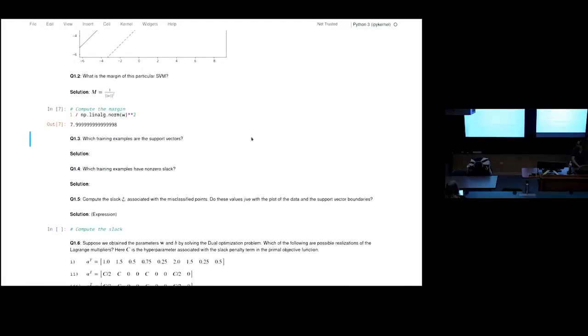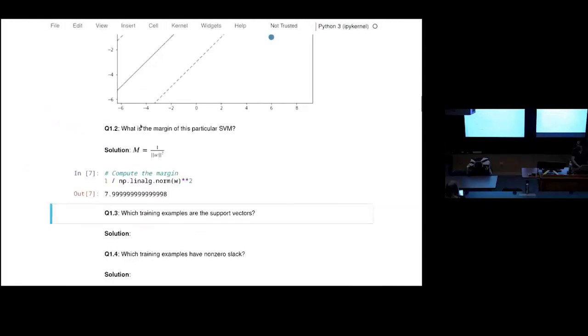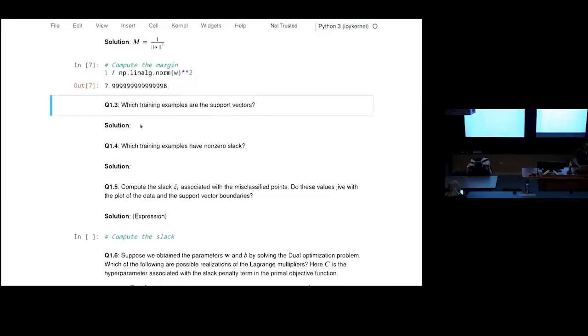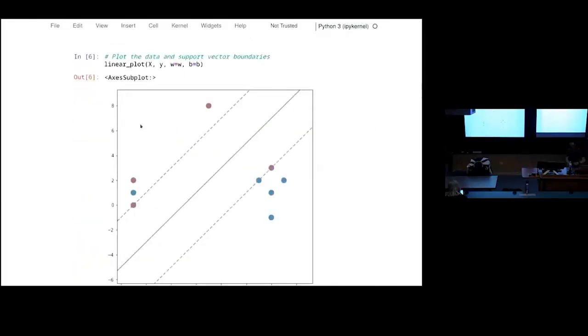You want me to zoom? Because of that one? Yeah. Okay. Is that still the... Yep, that's the weight. All right, so based on this plot, which samples are considered the support vectors?